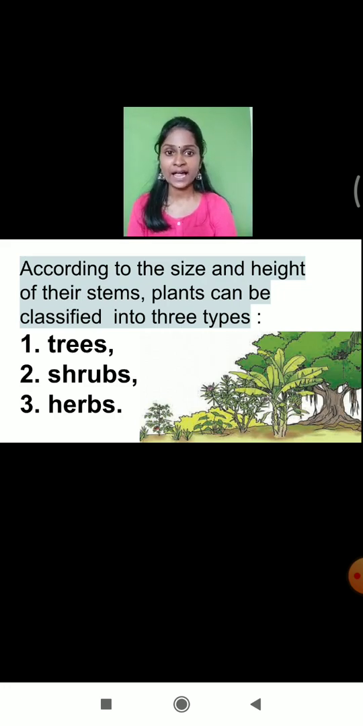Am I right? And what about the herbs? The herb is the third category which is even smaller as compared to the trees and the shrubs. They just grow for up to 1 to 1.5 meter. That's all. So students, right now we learnt about the 3 types of the plants which are commonly found around us.